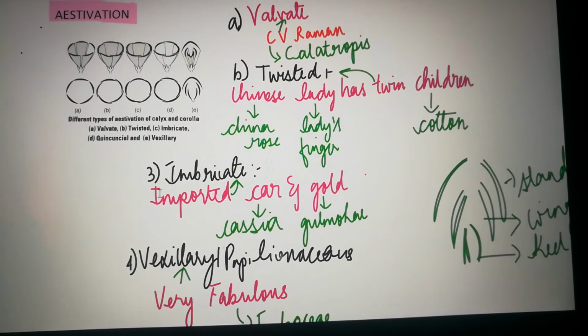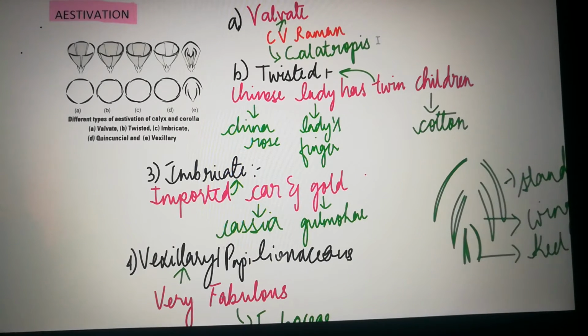When sepals or petals in a whorl just touch one another at the margin without overlapping, as in calotropis, it is said to be valvate, as you see here. Now for valvate you have the mnemonic. One of the most renowned and known persons, you can remember it with his name, that is C.V. Raman. So C is for calotropis and V is for valvate.